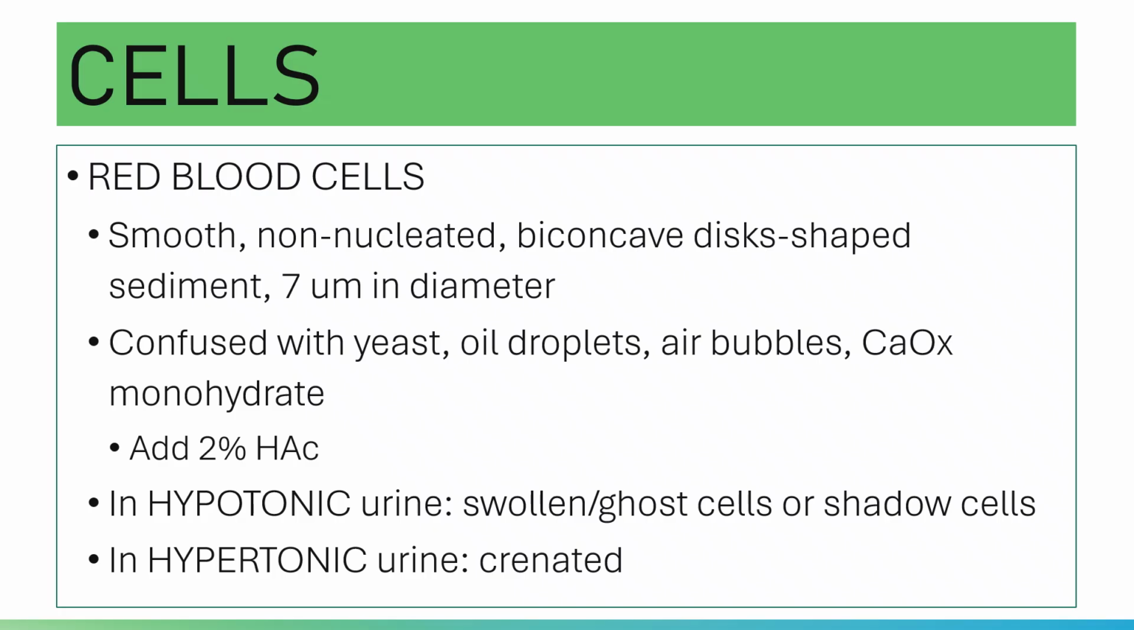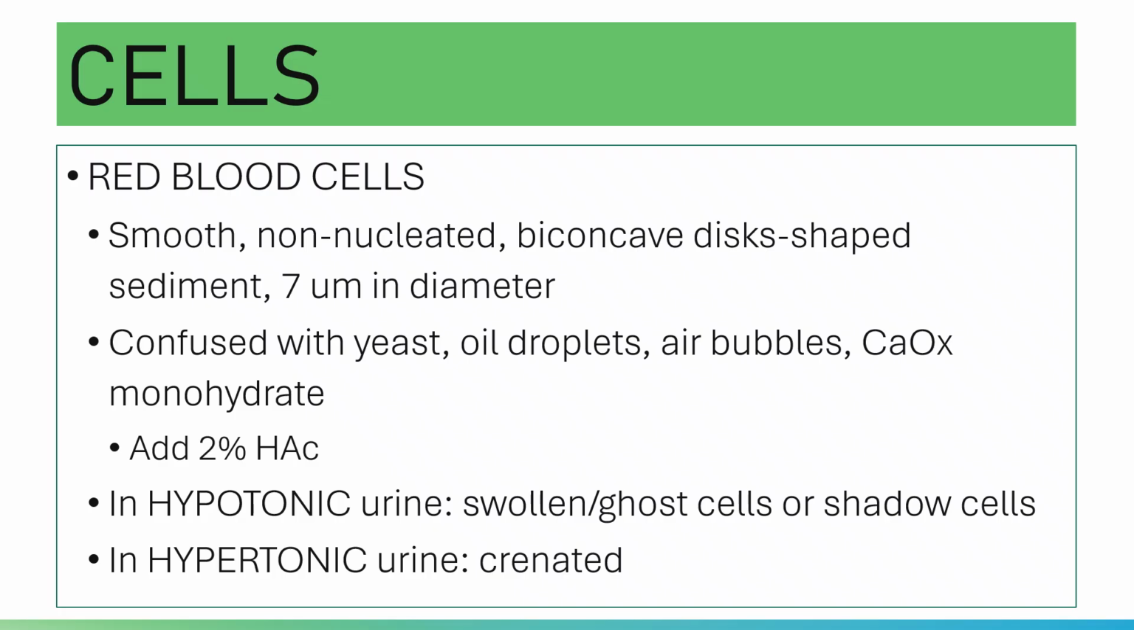And please note, going back to when we talked about hematuria, microscopic hematuria is defined as greater than 3 red blood cells per high power field.